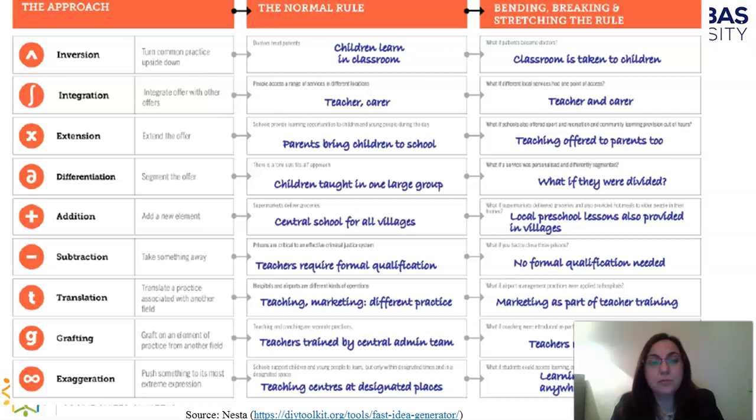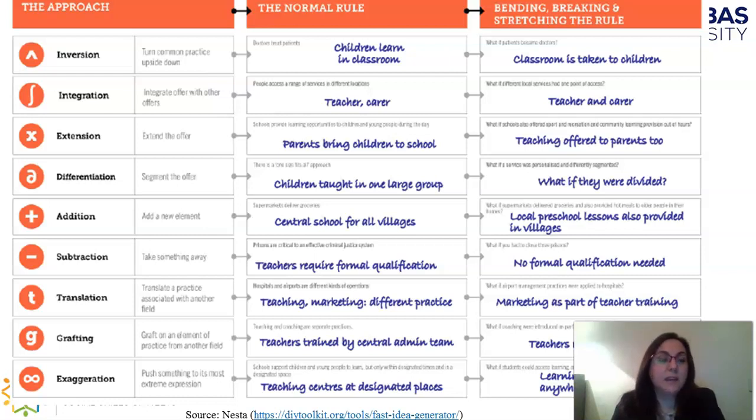In the grafting approach, the normal rule is defined as teachers trained by central admin team, and when it's grafted into a different practice, then you can come up with the idea of teachers can be recruited by peers. So you don't need a central admin to recruit your teachers. Other teachers can make the interviews and can look for potential candidates.